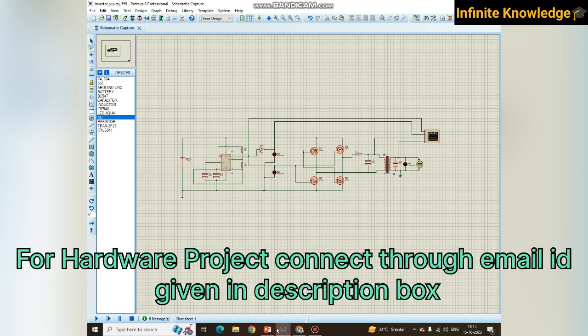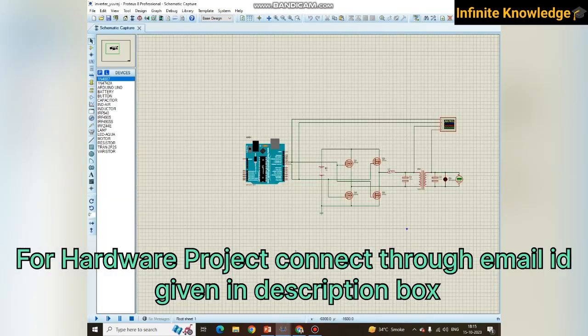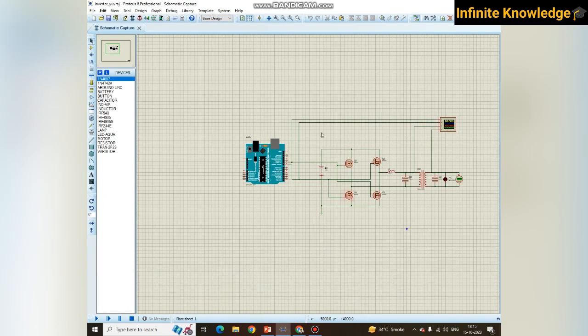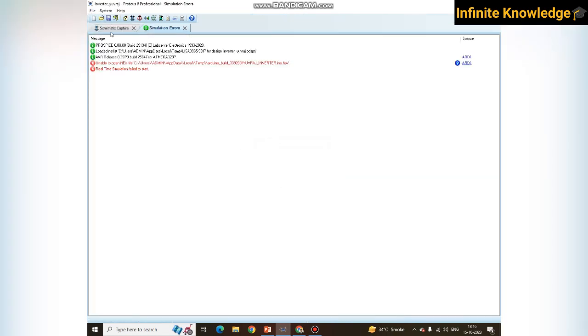In the previous video, we learned how to make a simple inverter using Arduino Uno. The purpose of the Arduino was to give the switching supply to this MOSFET to switch on and off for a particular time, and you get a very clear output waveform. You can see here, this error occurred because I had not added the program.